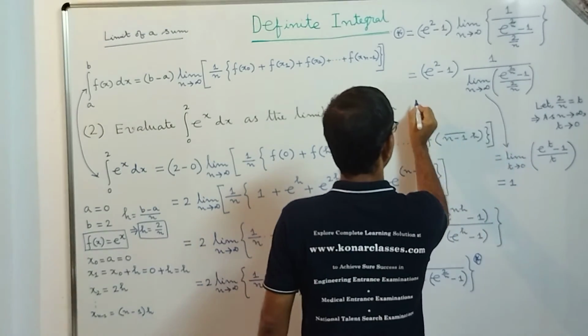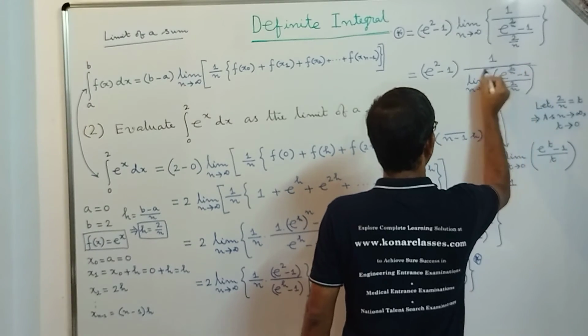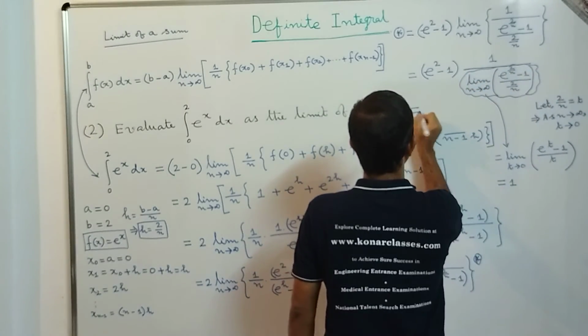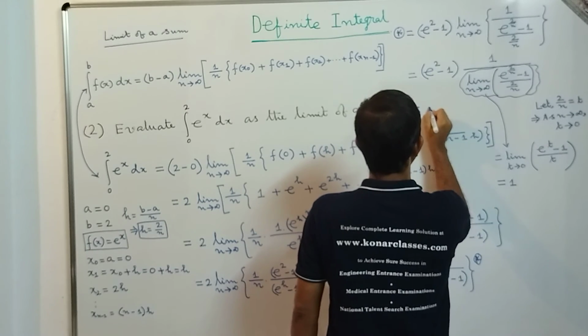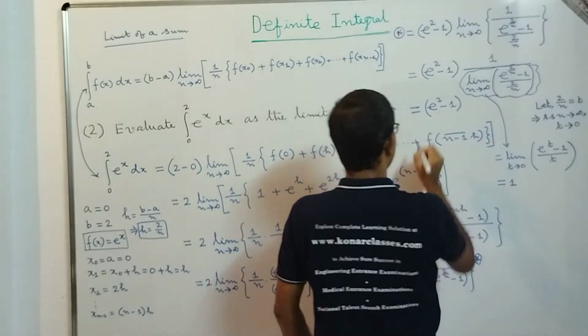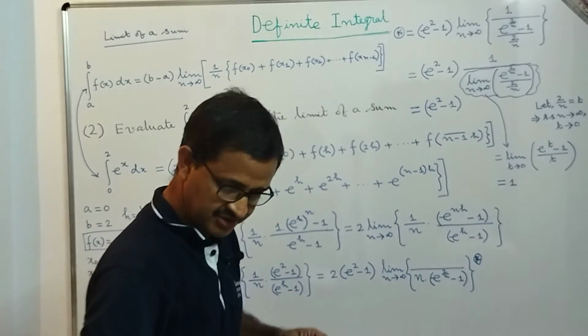So what we get, dear students? As we find the value of this limit is equal to 1, finally we get the value of this integration is equal to e power 2 minus 1. So that is the value of this definite integration.